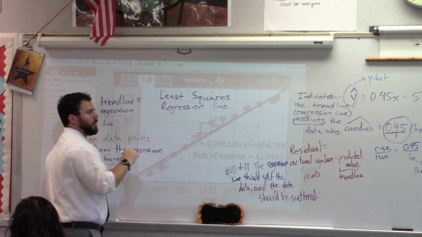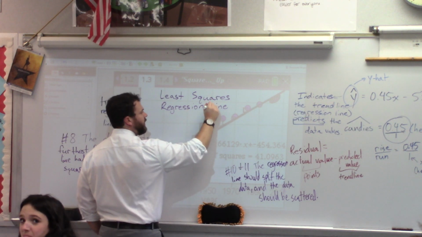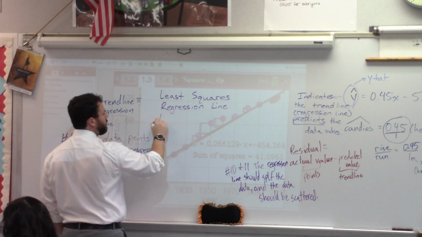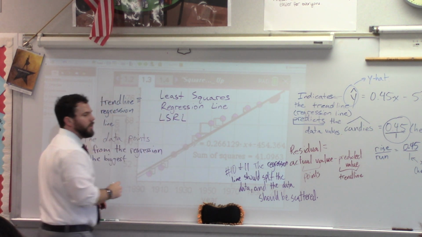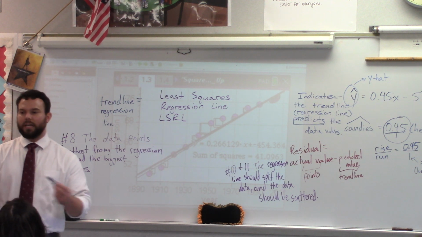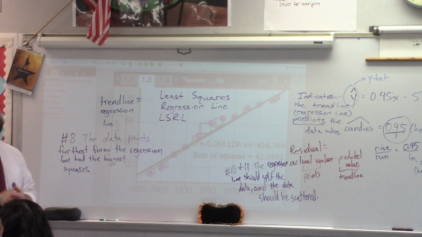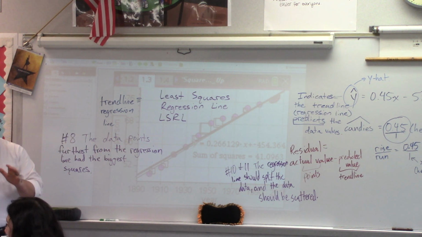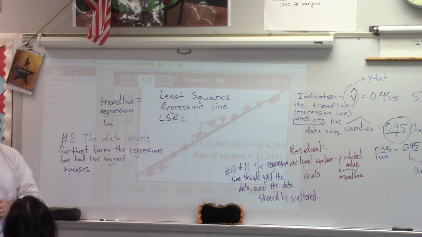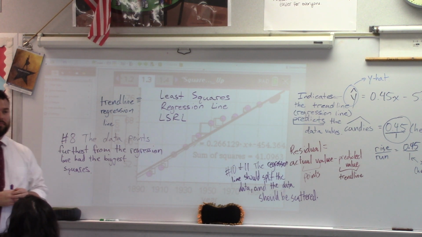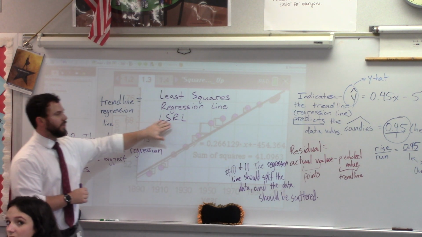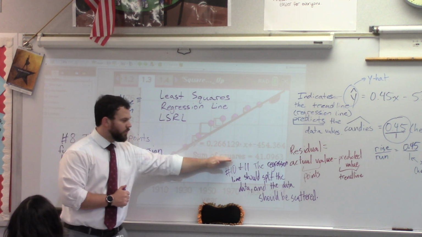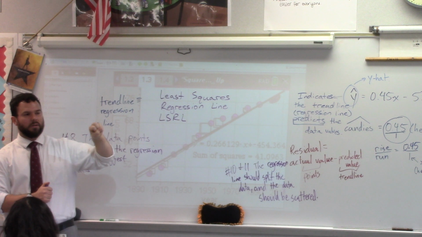Okay? Anyone want to guess how I'm going to abbreviate this so I don't have to write it every time? LSRL. If you ever see me write LSRL, or anybody, we are talking about the least squares regression line, which means we found the best trend line. The best one, because what is that least squares regression line doing? It reduces the sum of squares, right?